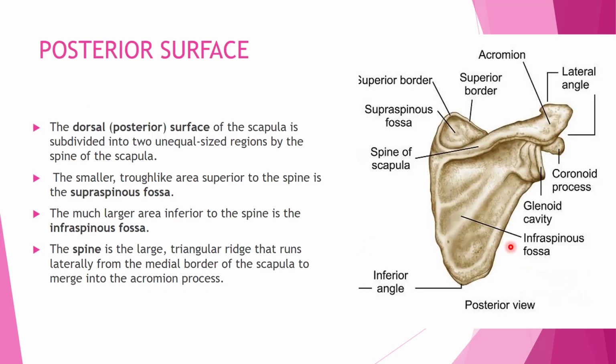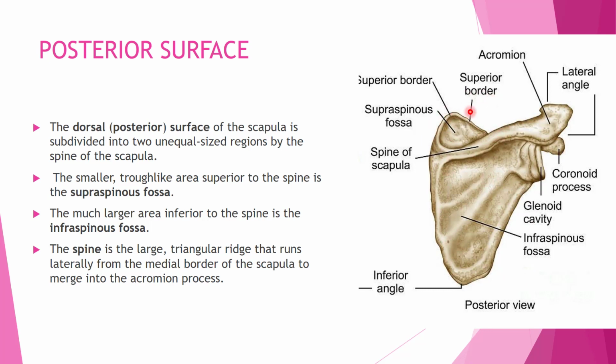Now we will discuss the surfaces. First of all, the posterior surface. See here, this is the posterior surface of the scapula. We will recognize the posterior surface by the spine. This is the spine of the scapula, which is continued as the acromion process. This is the dorsal or the posterior surface of the scapula. It is subdivided into two unequal regions by this spine of the scapula. The above region is small and the below region is big.